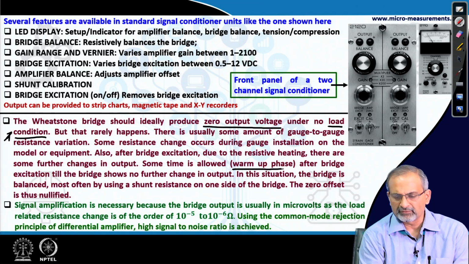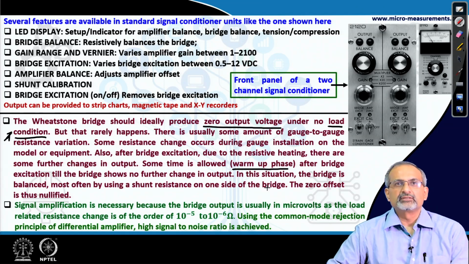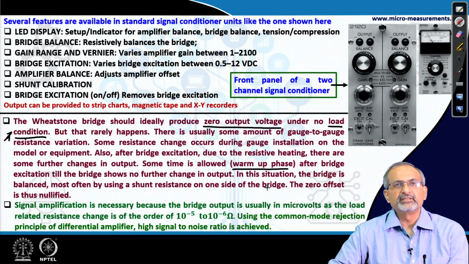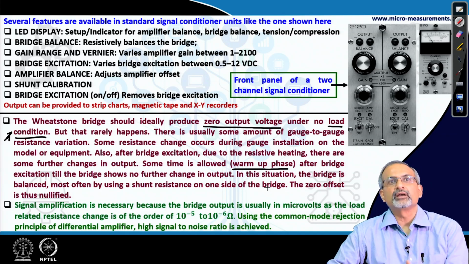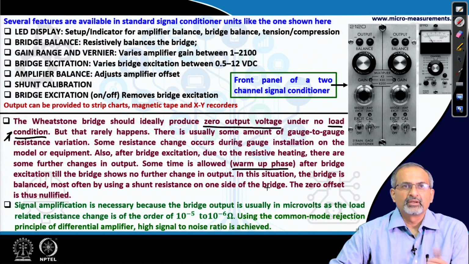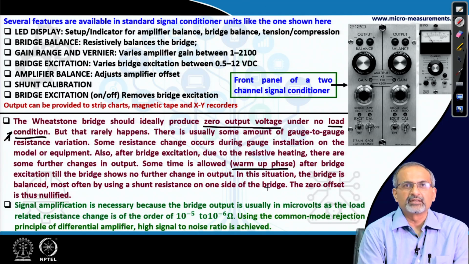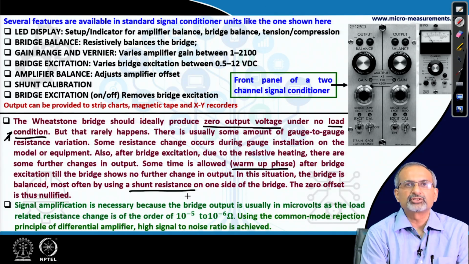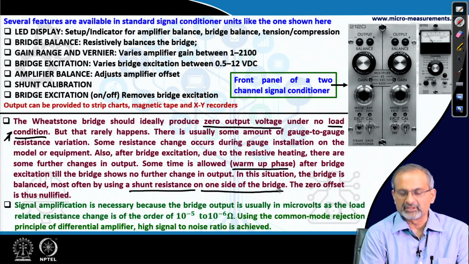There is a warm up phase of the transducers which has to be allowed after the bridge excitation is initiated, so that the bridge shows no further change in output after a certain period of time. Only after that the bridge needs to be balanced, otherwise it will again drift away from 0. So, the 0 offset is nullified in this way. And how is it done? It is done by using a shunt resistance on one side of the bridge.